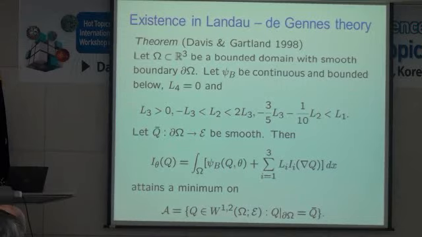And then let's take some simple boundary conditions where Q is specified on the boundary to be some given function Q bar. Then this functional that we've been considering attains a minimum on the set of Qs in W^{1,2} which satisfy the boundary conditions. So this is essentially a more or less elementary application of the direct method of the calculus of variations. Anybody who knows the direct method would be able to do it. The only difficult thing is really what these inequalities are to get you convexity with respect to the gradient. Otherwise, it's relatively straightforward stuff if you're an analyst.